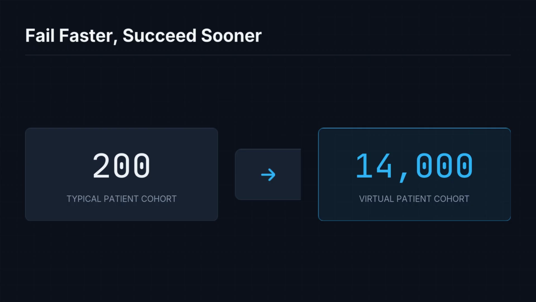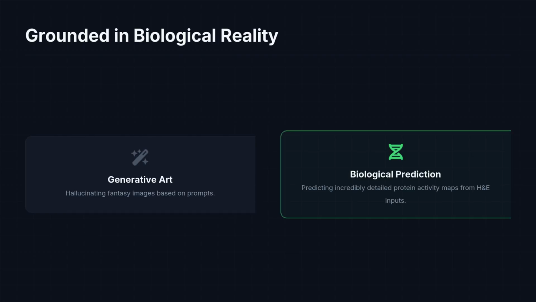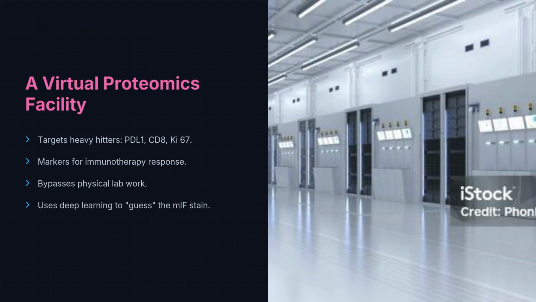What kind of proteins are we talking about? We're talking about the heavy hitters, the ones that are critical for understanding the immune response to cancer, things like PD-L1, CD8, Ki-67. The markers that tell you if an immunotherapy drug might actually work. Precisely. So if real MIF is the gold standard for understanding that whole tumor microenvironment, GigaTIME is like a high-fidelity virtual simulation of that gold standard. It just bypasses the physical lab work. It bypasses the bottleneck. It uses deep learning to guess what the MIF stain would have looked like if you'd spent the time and the money. It effectively turns a standard pathology lab into a virtual proteomics facility.